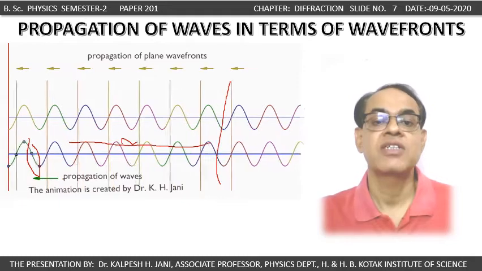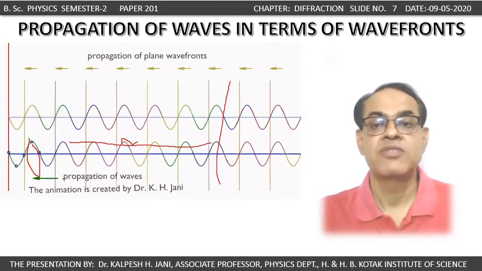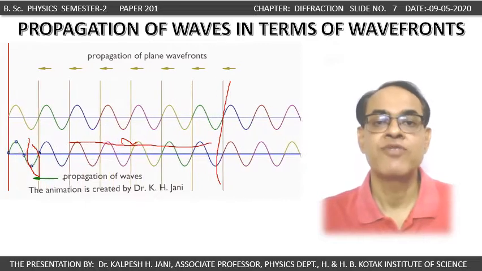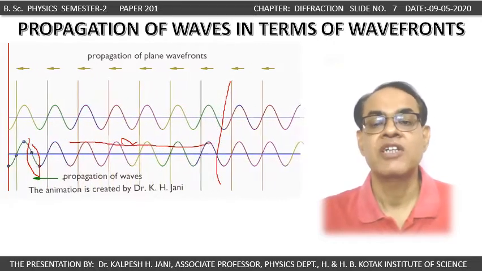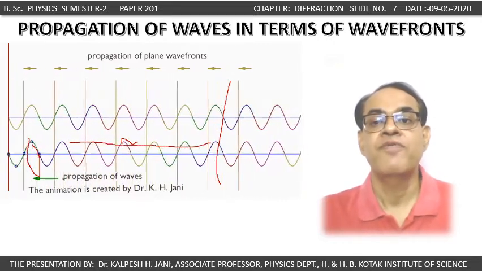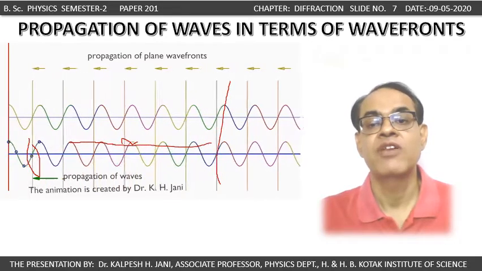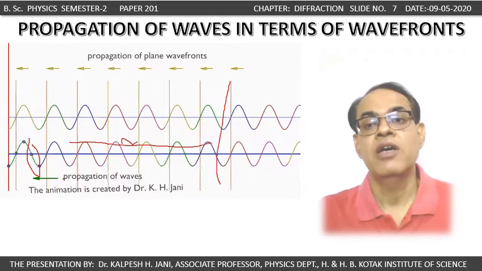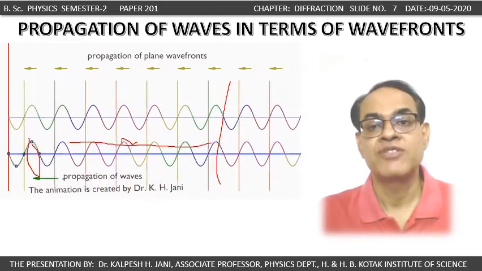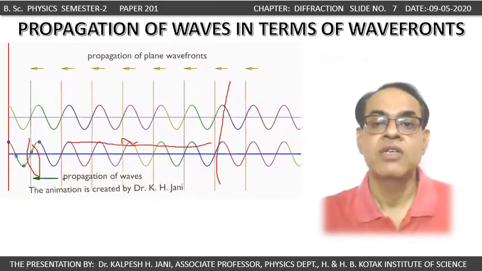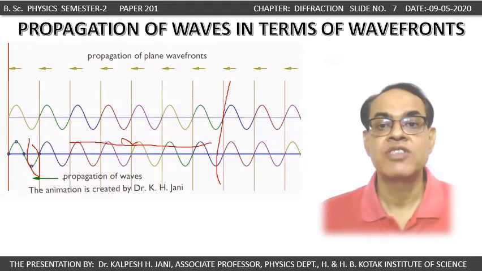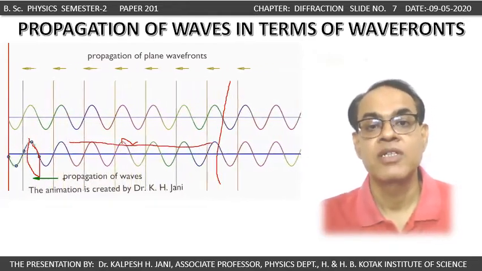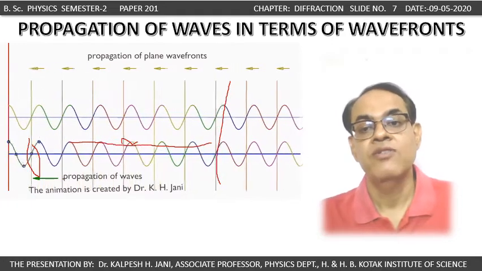Now this can be termed as wavefronts. So what are wavefronts? Wavefronts are the set of the phase points having the same value of phase. So there may be n number of waves we consider, and we take out the points which have the same value of phase, and the set of those points is just the wavefronts.